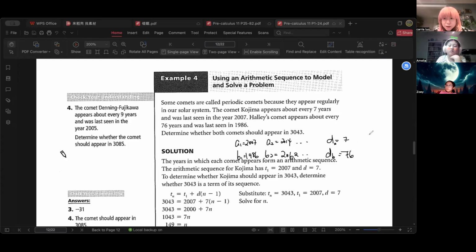Okay, so we're going to see if 3043, this number, is in this sequence or that sequence. Okay, so I want you to think about it and let me know.